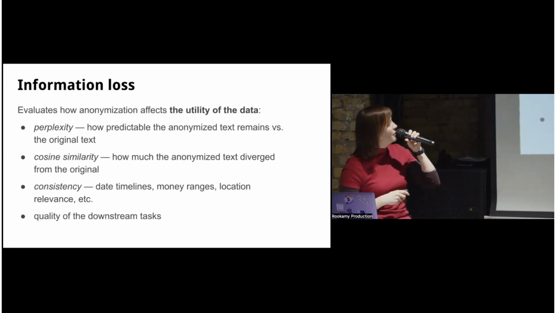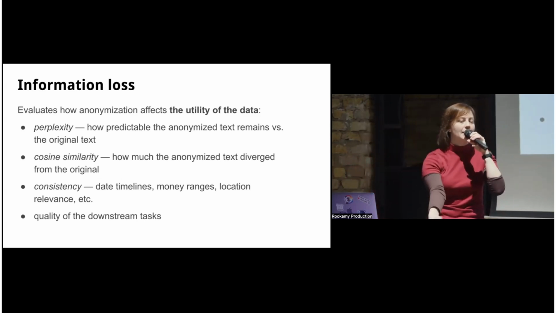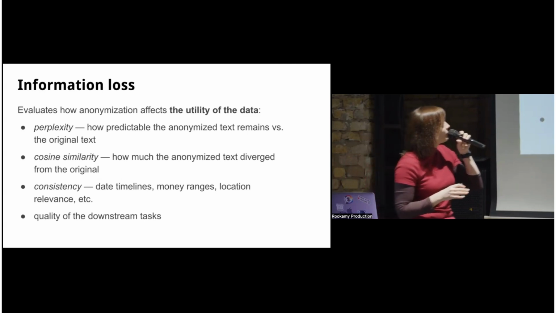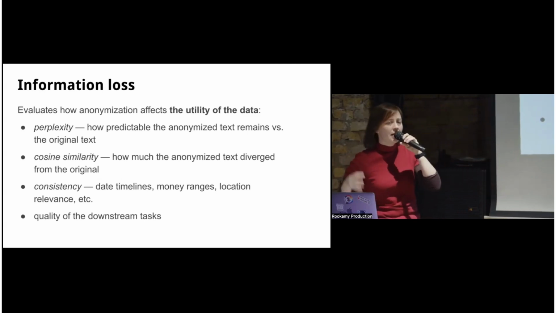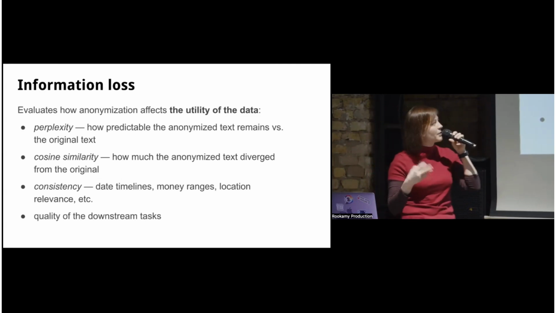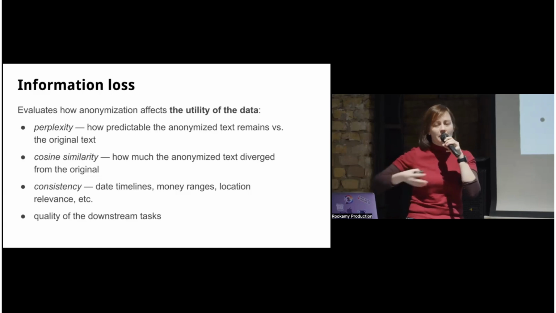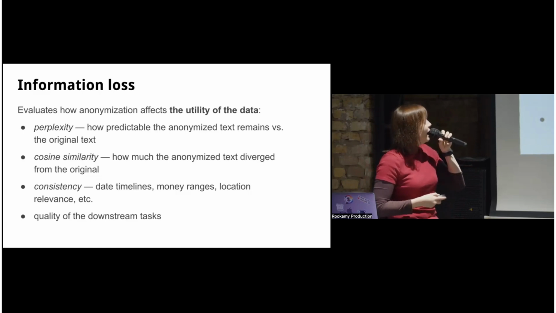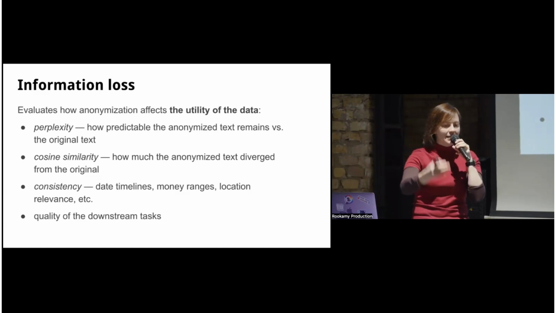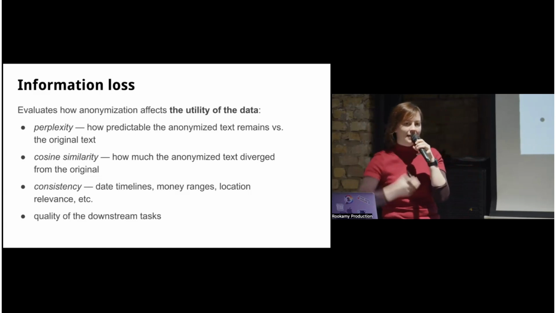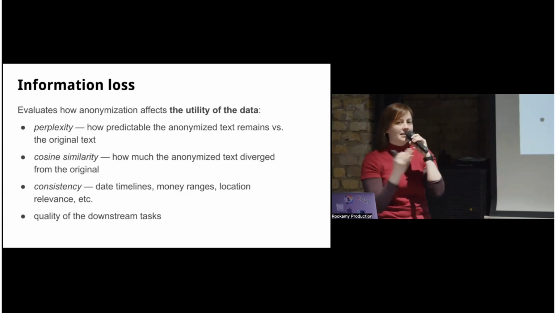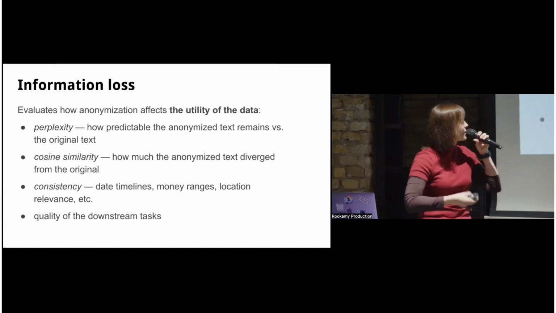Information loss evaluates how anonymization affects the utility of the data that you receive. And there are multiple ways you can approach it. One, you can measure perplexity. For those who don't know what perplexity is, it's a metric in natural language processing that measures how predictable the anonymized text remains. There are multiple language models; you can use GPT-2, for example, to score the quality of your text. So you can score the perplexity, the predictability, of the anonymized text and of the original text. You can compare them and check what the difference is. The higher the difference, the worse, the more the anonymizer corrupted your text.